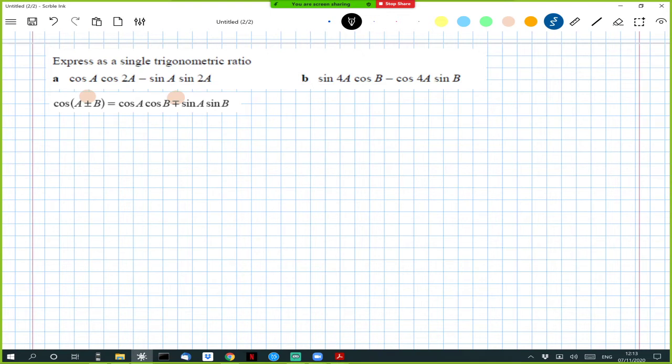So cos of A plus B. So we're going to add the angles together. Makes it cos of A plus 2A equals cos of 3A.